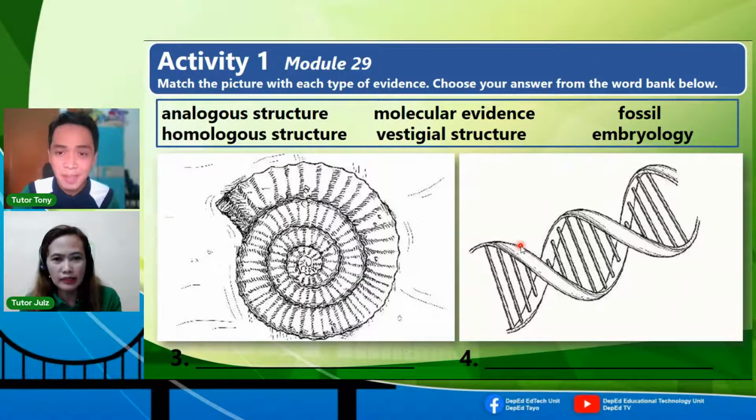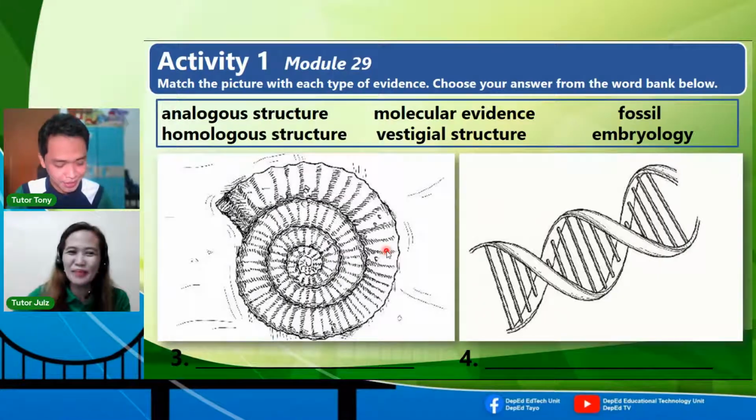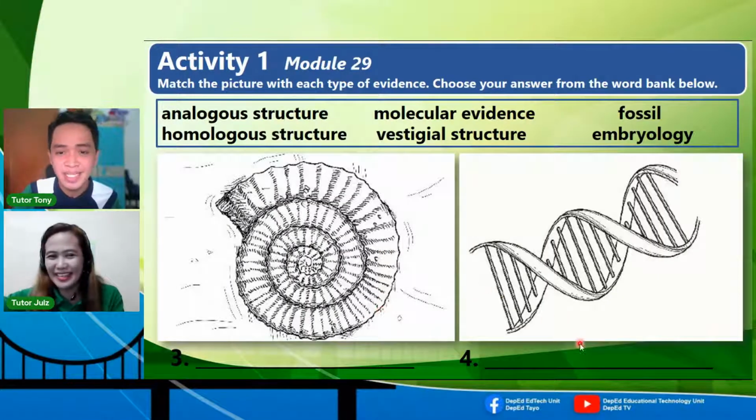Anong number? Number 5 pala yan, dapat 6. Oo nga, kaya pala mali yung number. Napansin, sorry mga ka-ELS. Items 5 and 6 na-overlook lang namin ni Tutor Jules. Patawarin nyo naman kami.